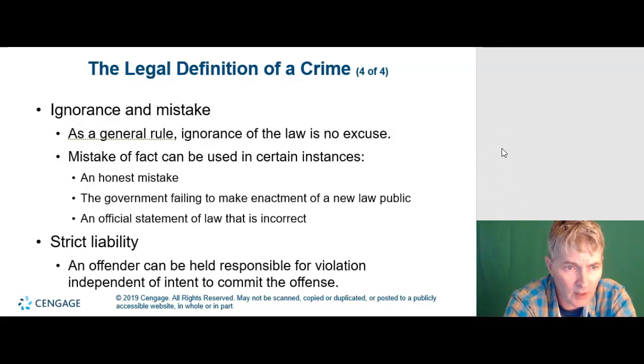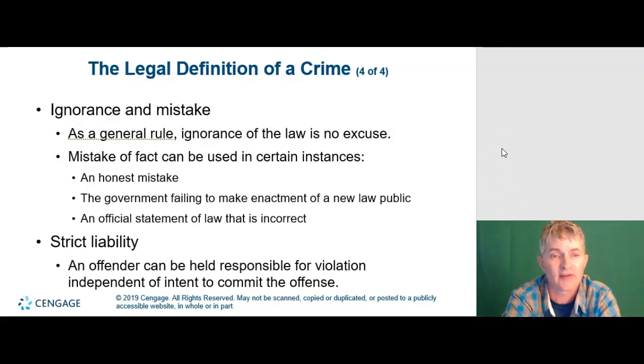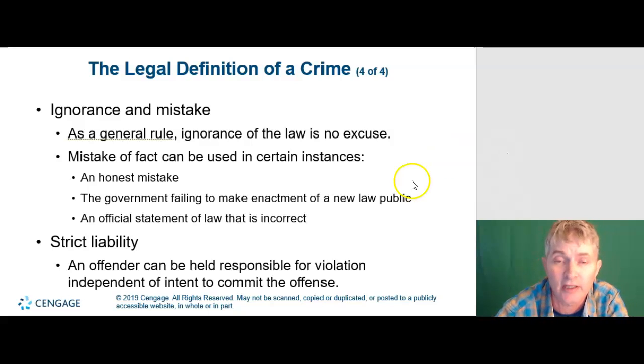And then strict liability, where an offender can be held responsible for a violation independent of intent to commit the offense. In reference to strict liability of crime, the illegal act whose elements do not contain the need for intent or mens rea, usually an act that endangers the public welfare, such as dumping illegal toxic waste. Some other examples include narcotics control laws, traffic laws, health and safety regulations, sanitation laws, and other regulatory standards as well.